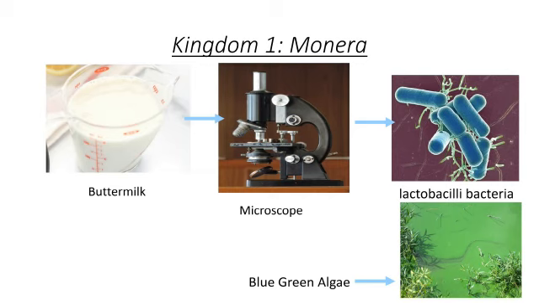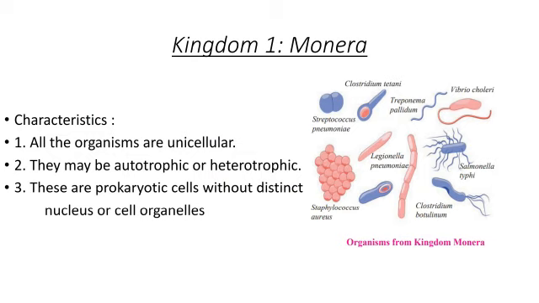Now we will learn the characteristics of Monera. First, all the organisms are unicellular. Uni means one, having one cell. So the organisms having one cell are called unicellular. Second, they may be autotrophic or heterotrophic, means they can produce their own food or they may depend on somebody. Third, these are prokaryotic cells without distinct nucleus or cell organelles.